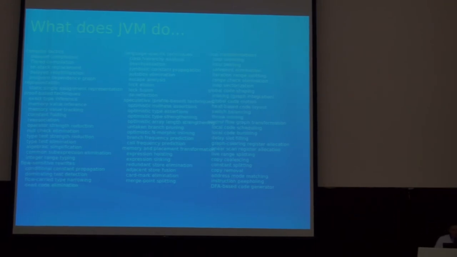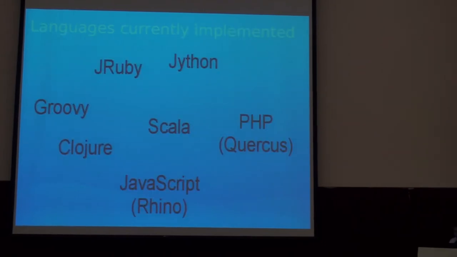Because of that, when you run your JRuby or Python application on the JVM, you automatically get all this kind of support from the compiler, and it generates really good code. So this is one reason why you should run your Python program on the JVM.